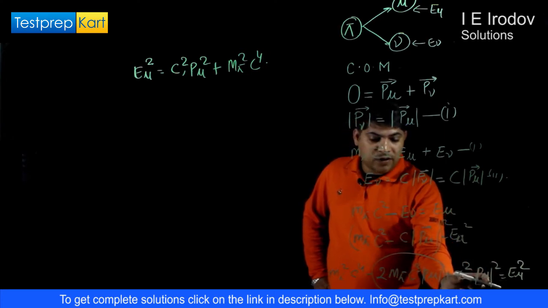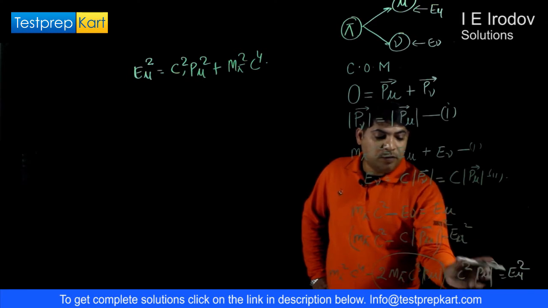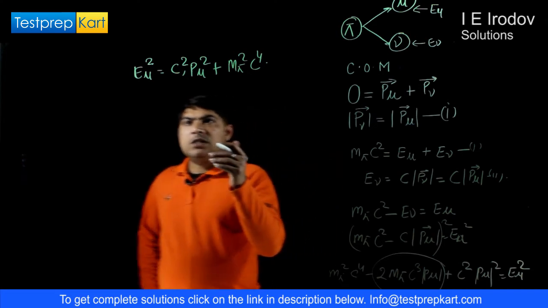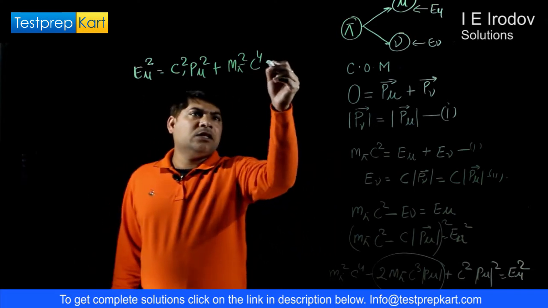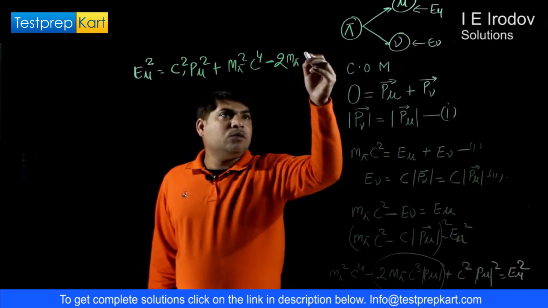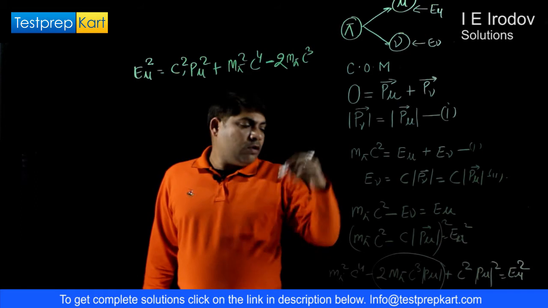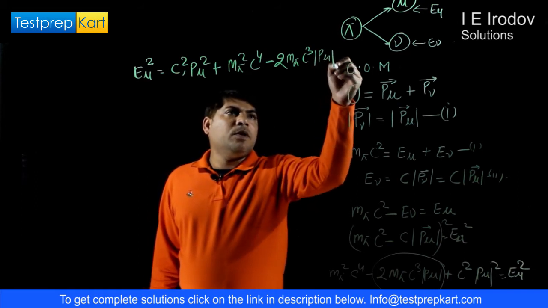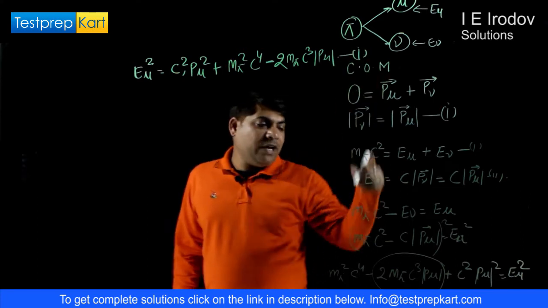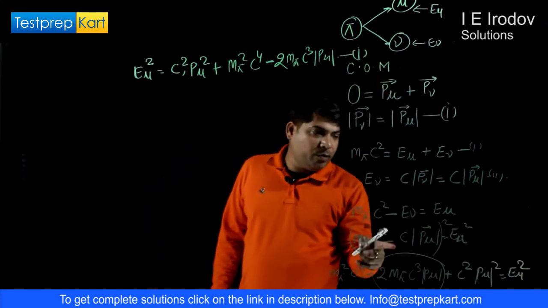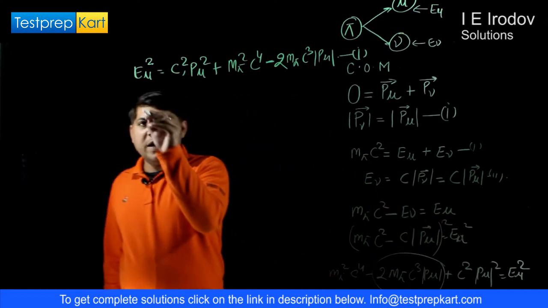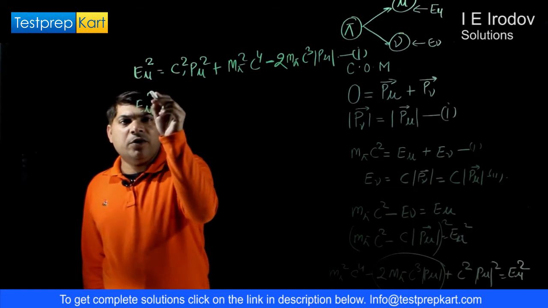From here let's try to calculate the value of c square P mu square. So we can rearrange this equation. Let me write it once. That is 2 m pi into c cube into P mu magnitude. Now it was our first equation, which we calculated with the help of conservation of momentum and conservation of energy. Now we will write the expression for energy of muon.